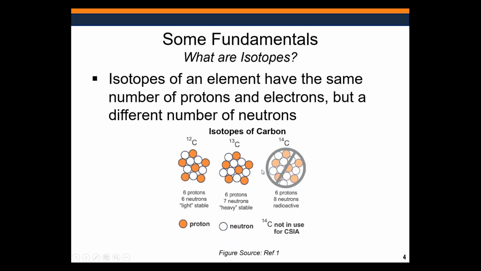But a very small percentage has one extra neutron, and this is called carbon-13. This is a stable isotope. It doesn't decay with time. There's another form of carbon, which is carbon-14, that I'm sure all of you are aware of. This is a radioactive isotope, and with stable isotope analysis, we're not talking about radioactive isotopes that decay over a period of time.